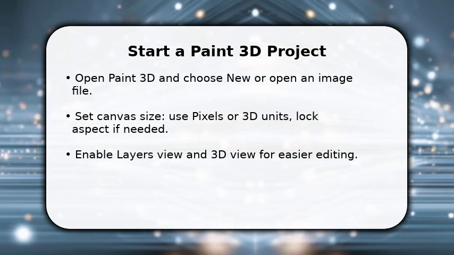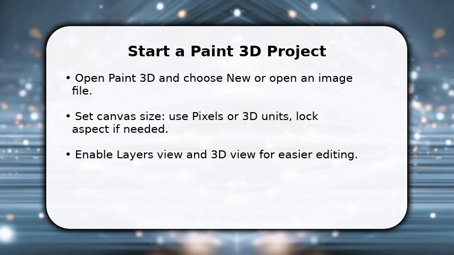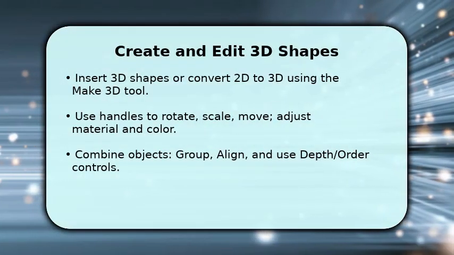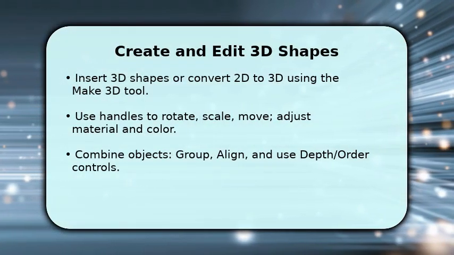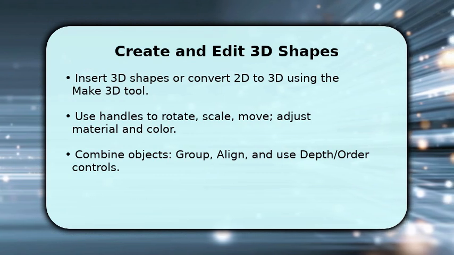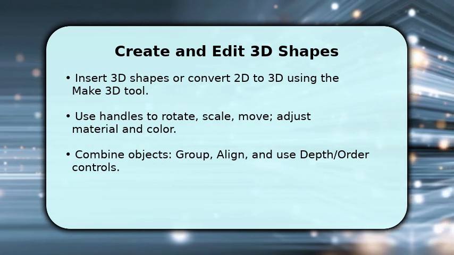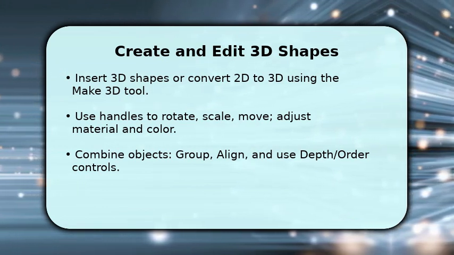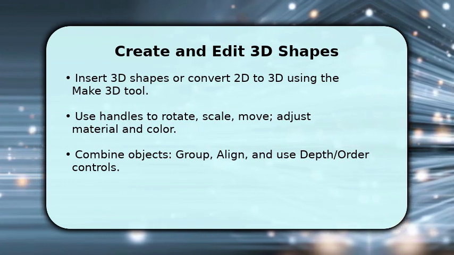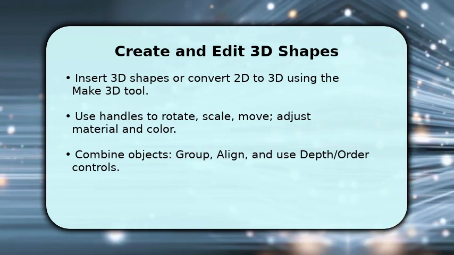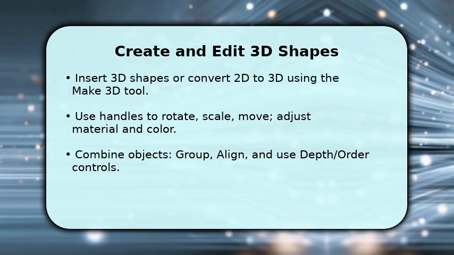Now build the scene, insert 3D shapes or convert a 2D layer with Make 3D to get instant geometry. Use the on-screen handles to rotate, scale, and move objects precisely. These tools change perspective and placement, so adjust slowly. Apply materials and colors from the right panel to control reflections and finish. This affects how light reads on surfaces.